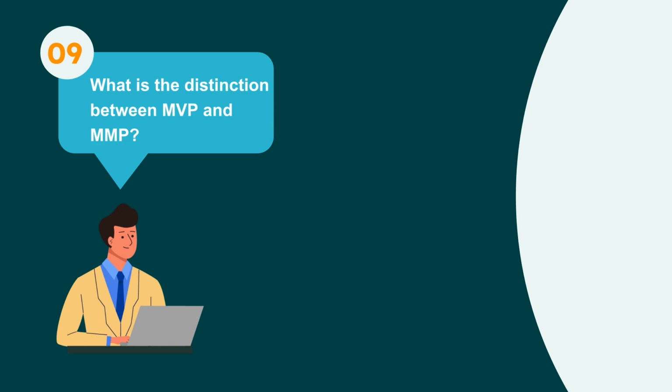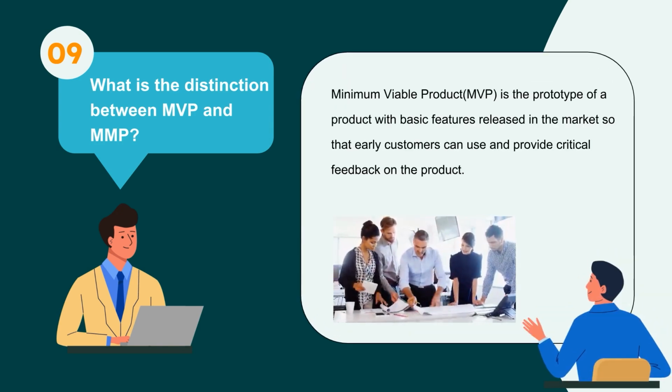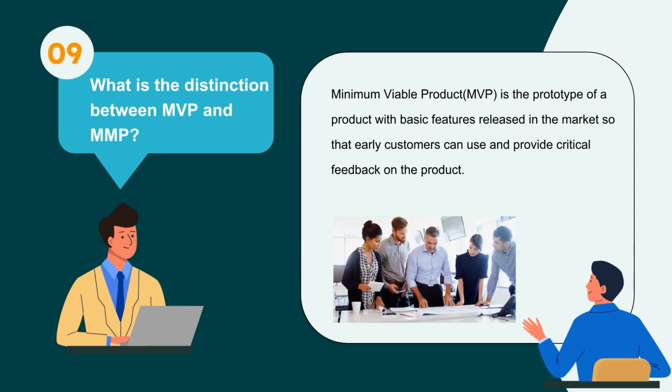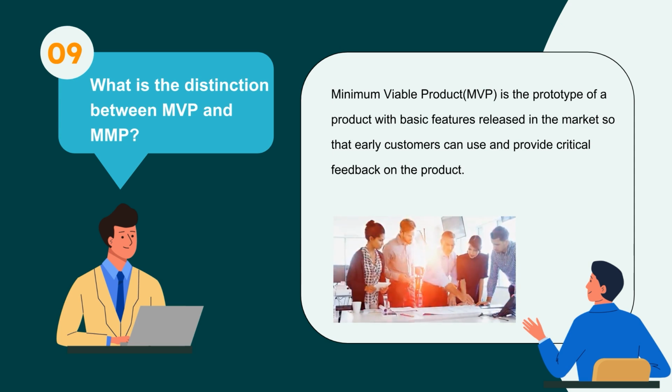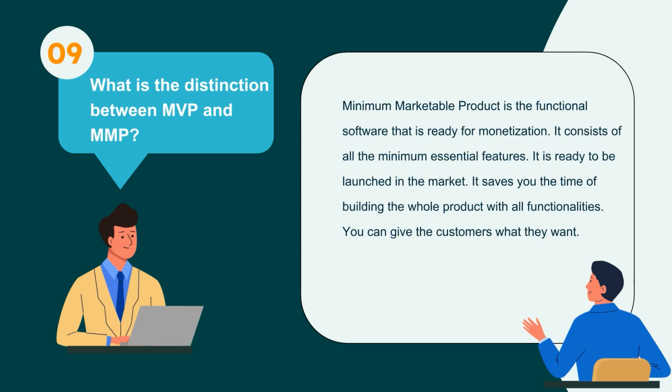9. What is the distinction between MVP and MMP? Minimum Viable Product, MVP, is the prototype of a product with basic features released in the market so that early customers can use and provide critical feedback on the product. Minimum Marketable Product is the functional software that is ready for monetization. It consists of all the minimum essential features. It is ready to be launched in the market. It saves you the time of building the whole product with all functionalities. You can give the customers what they want.